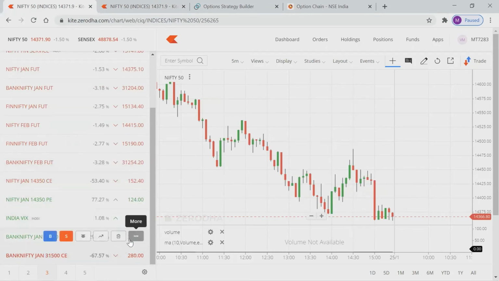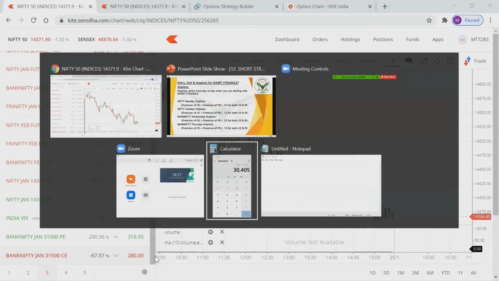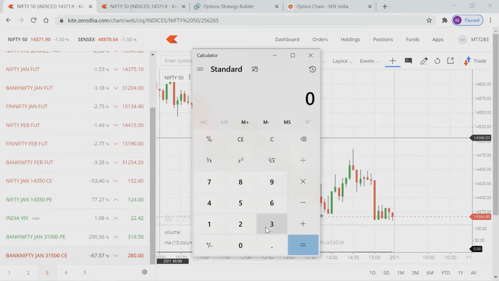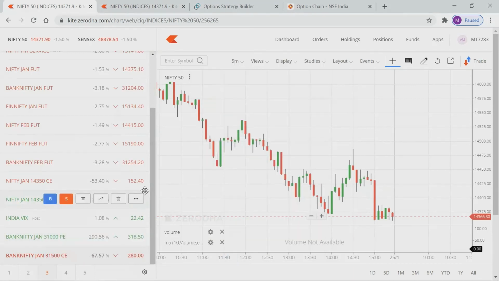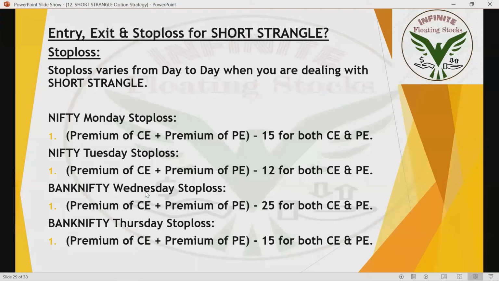Okay, so now see, what should be the stop loss? Stop loss should be 318 plus 280. These are the premiums, 318 and 280. Stop loss should be the addition of both premiums, 318 plus 280, which is 598. So 598 should be the stop loss for both call side and put side. That's how you should be calculating stop loss.